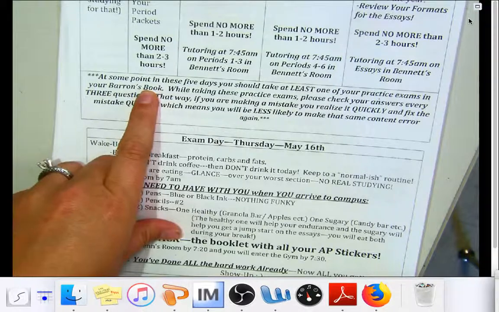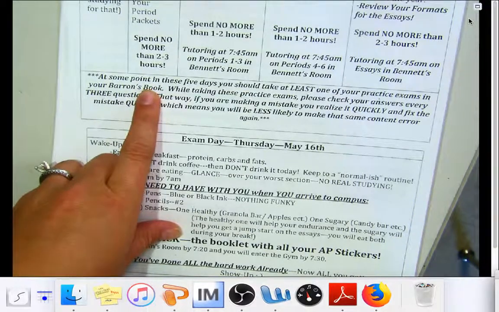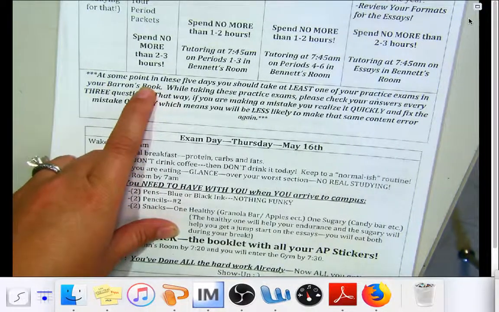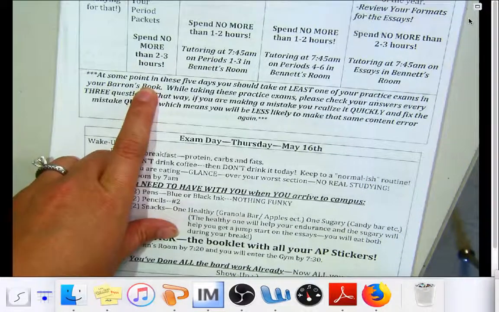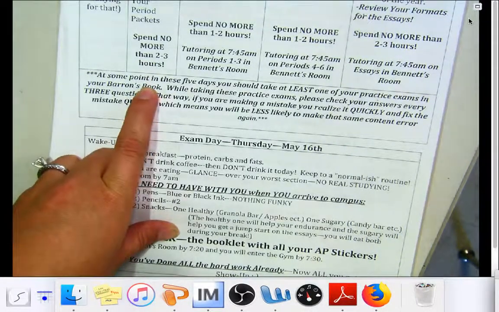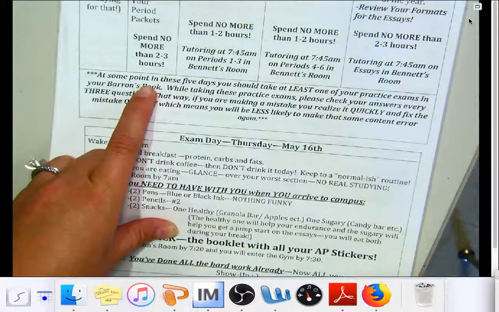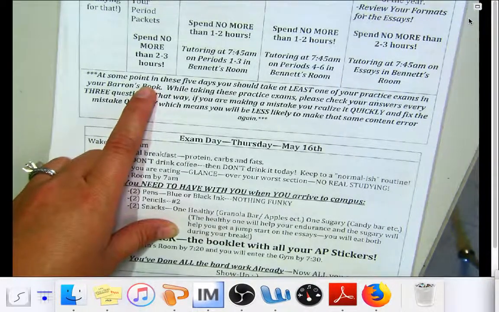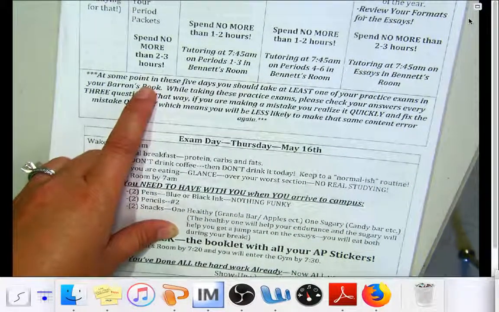With that being said, as you see in my directions, at some point within these 5 days, every single person should do at least 1 practice test in the back of their bearings book. If you raised your hand because you're not very good at multiple choice, then you should probably do both. Does that make sense? If you're pretty comfortable with your multiple choice, then don't do 2. Just do 1. It's up to you.